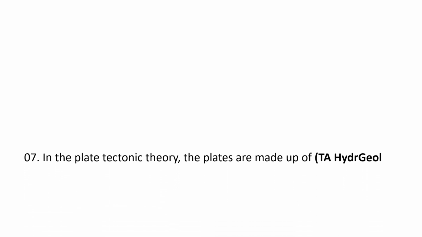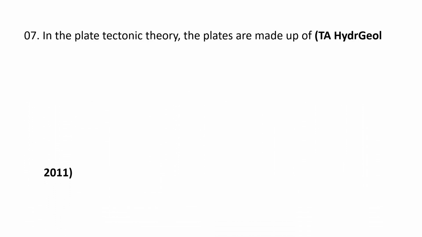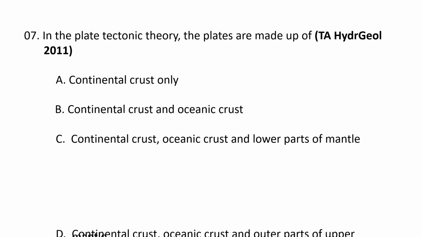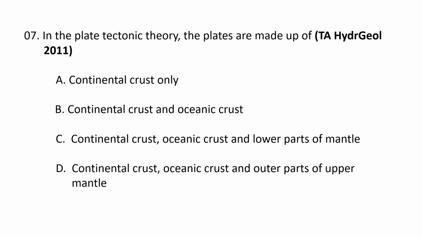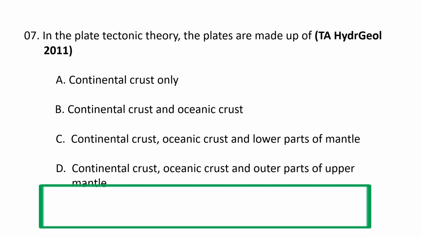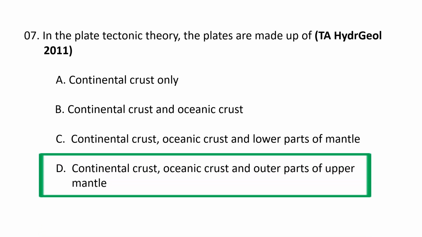Next question. In the plate tectonic theory, the plates are made up of A. Continental crust only, B. Continental crust and oceanic crust, C. Continental crust, oceanic crust and lower parts of mantle, D. Continental crust, oceanic crust and outer parts of upper mantle. In the plate tectonic theory, the plates are made up of continental crust, oceanic crust and outer parts of upper mantle. D is the correct option.